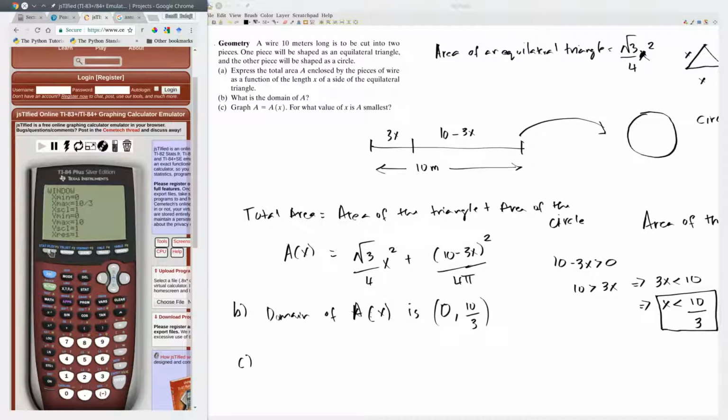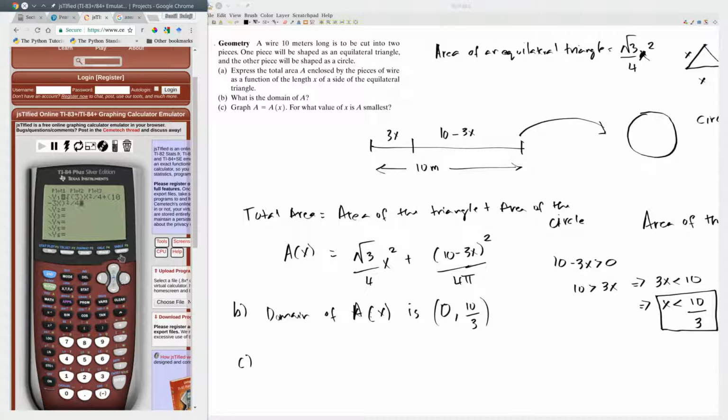And our function here would be square root of 3 divided by 4. I could just write it as square root of 3x squared divided by 4. That would be the area of the triangle, and we're going to add the area of the circle, which is (10 minus 3x) squared divided by 4.